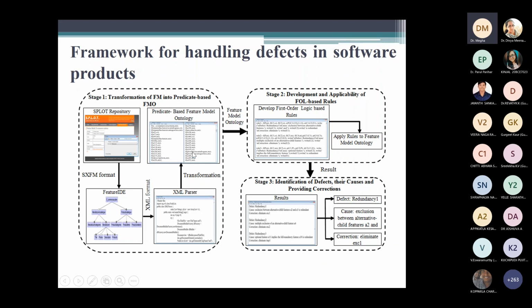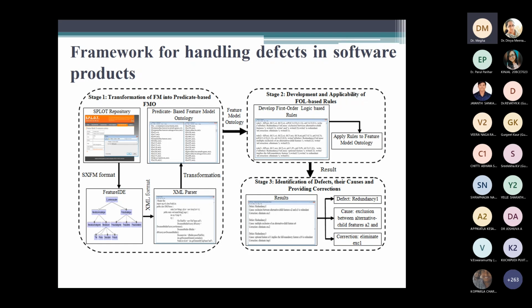Now, once we have the ontology with us, before I move ahead to stage 2, I would like to tell what an ontology is. Ontology basically is used to identify and define the basic concepts of any domain and the relationships among those concepts. So ontology is being used to provide the formalization to the model. Whenever we want to process a model, the model should be in a formal language. It should be formalized. Then only we can perform some operations on the model. So ontology is used to provide the formalization to the feature model. So this has been converted into a predicate-based feature model ontology.